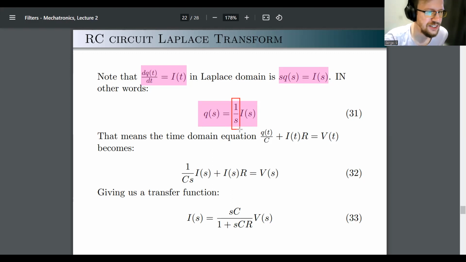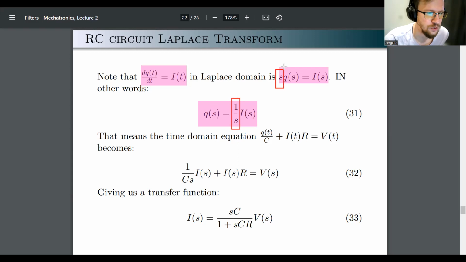Hopefully it should be familiar or become familiar later. 1 over s is a typical expression of an integrator. In the Laplace domain, when you see 1 over s, you see an integrator. Just as s is the derivative, 1 over s is the integrator. So this should make sense. Charge is the integral of the current.